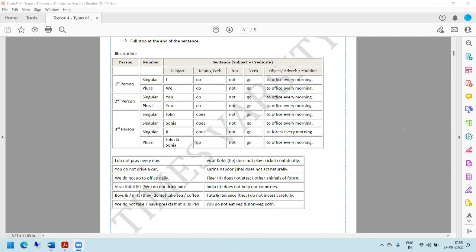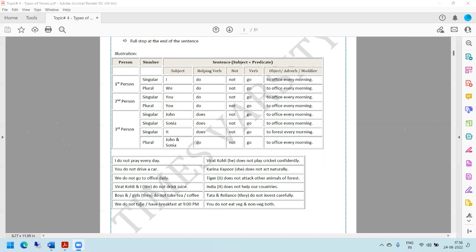Then, "Virat and I do not drink juice." So instead of using the noun Virat and the pronoun I, we can also directly use "We do not drink juice." "Boys and girls do not take tea or coffee." Instead of using the noun boys and girls, we can use the third person plural: "They do not take tea or coffee."